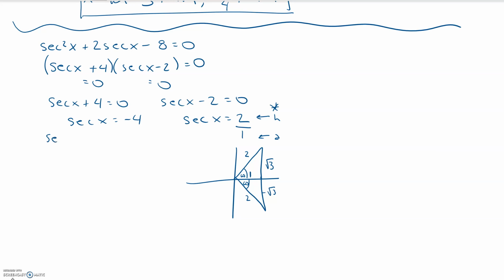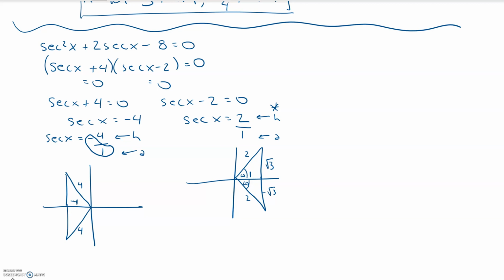So I have secant x equals negative 4, which is negative 4 over 1. The negative is going to belong to the adjacent. I know secant is hypotenuse over adjacent. And so I'm going to look for all the places where my hypotenuse is 4, but my adjacent is negative 1. Hypotenuse of 4, my adjacent is negative 1. Now, can this triangle exist? Can you have a hypotenuse of 4 with an adjacent of negative 1? Yeah, sure you can.